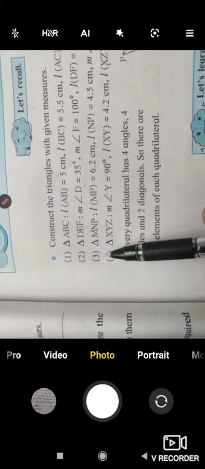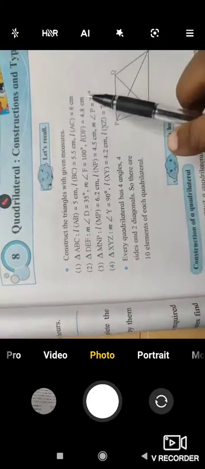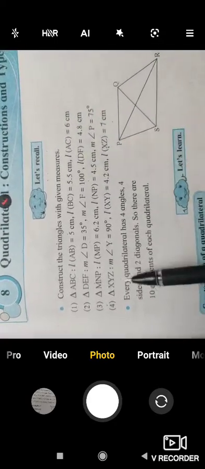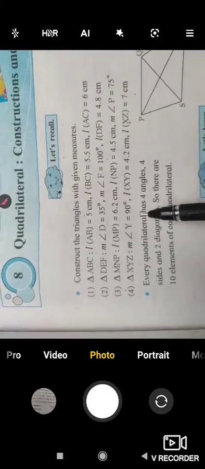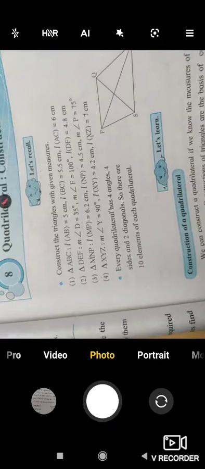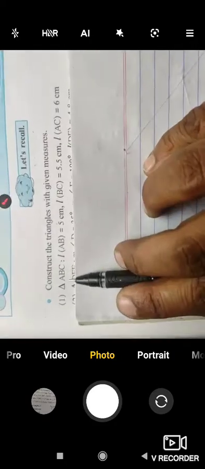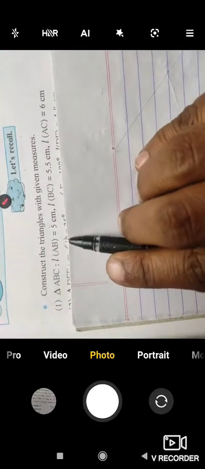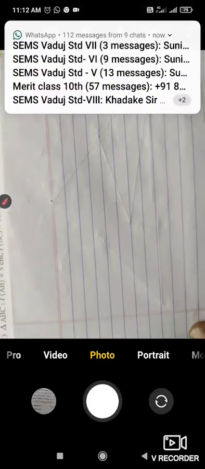Then in the third construction, when two sides and the angle between them are given, that we will see. And the last example also has two sides and one angle given, a right angle triangle. How to draw it, that we are going to see. So first of all we will see the first construction: in triangle ABC, length of AB is equal to 5, length of BC is equal to 5.5 and AC is equal to 6. So how to draw, let's see.